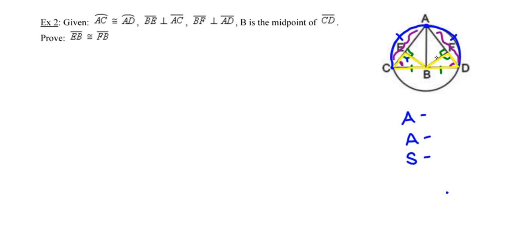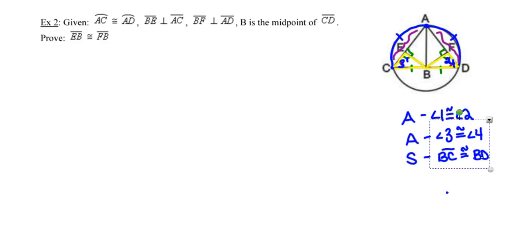So it'd be nice if this picture was a little bit bigger. I'm going to say the right angles at 1 and 2 are congruent. The inscribed angles at C and D, which I'm going to call 3 and 4, are congruent. And lastly, segments BC and BD are congruent by the midpoint. So that's the outline, or the gist, of what I'm going to write about in my proof.